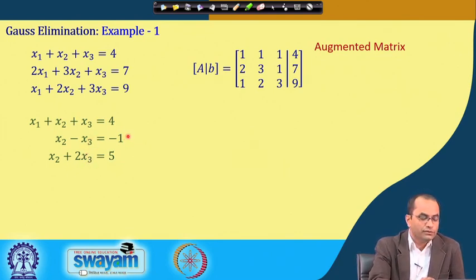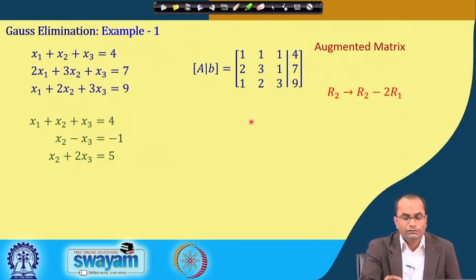So, equation number 1 we have taken to eliminate x1 from 2 and 3. Now, we will consider equation number 2 to eliminate x2 from equation number 3. That will be the next step. But now, before we go to the next step, let us look at this in terms of the matrix.